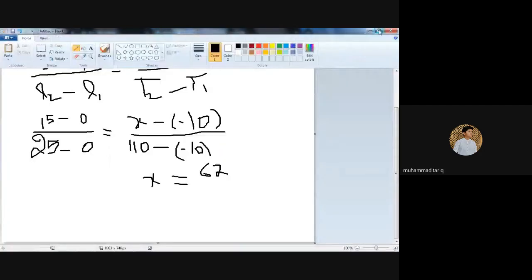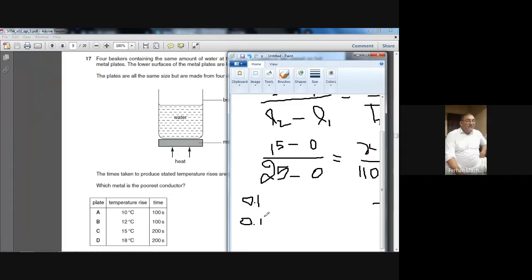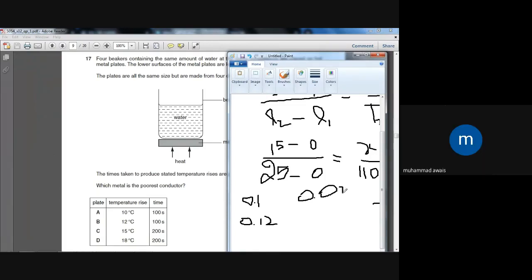The first number is 0.1. A is 0.1. Second is 0.12. C is 0.07. And D is 0.09. Sorry, let me write the third one. So what's the third one? Third is 0.075. Yes, sir. Okay.